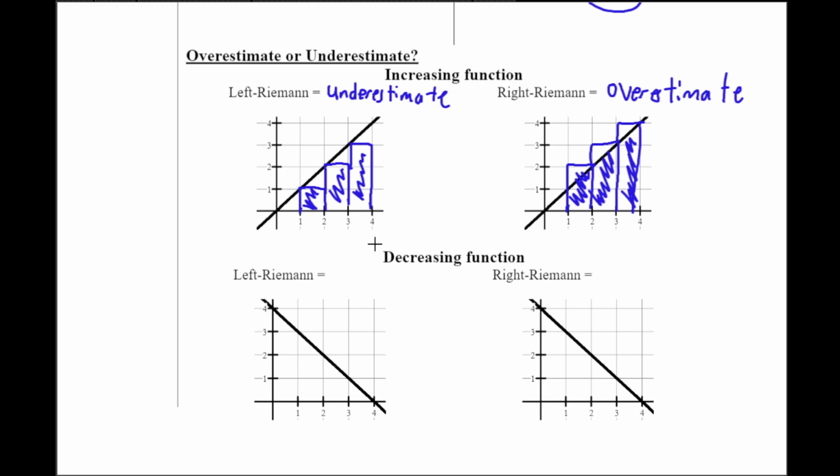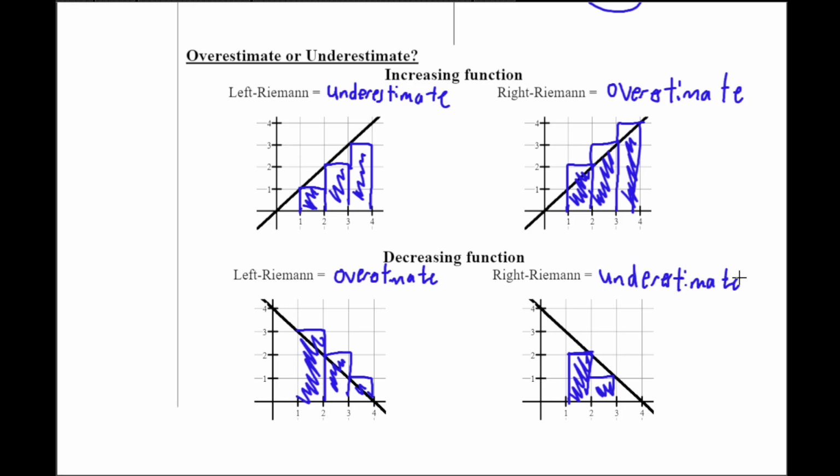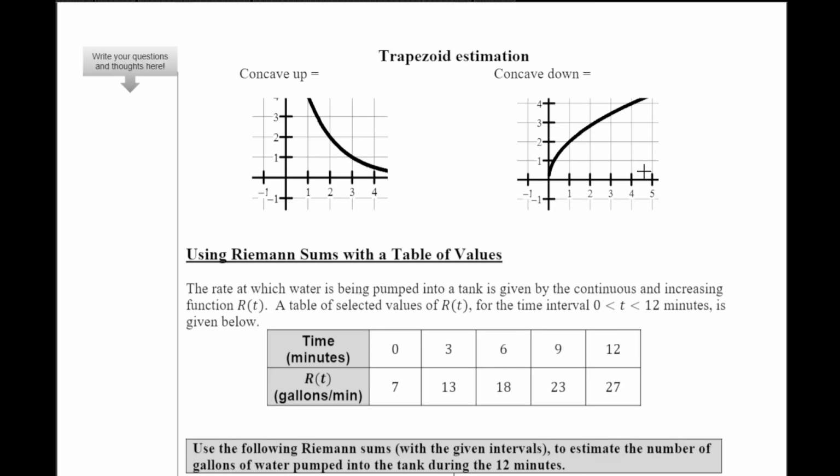And if you have a decreasing function, a left Riemann sum, like from 1 to 2, would be here. A left Riemann sum for a decreasing function will be an overestimate because all the rectangles are above. And a right Riemann sum, you see from 1 to 2, it'll be an underestimate because all the rectangles you draw with the right Riemann sum will be below the curve.